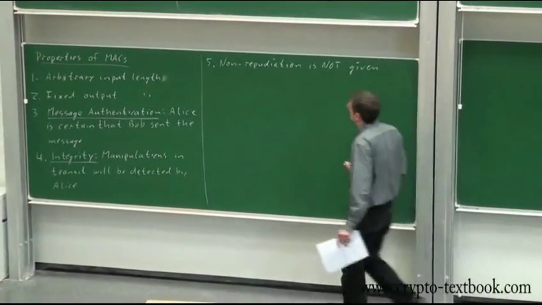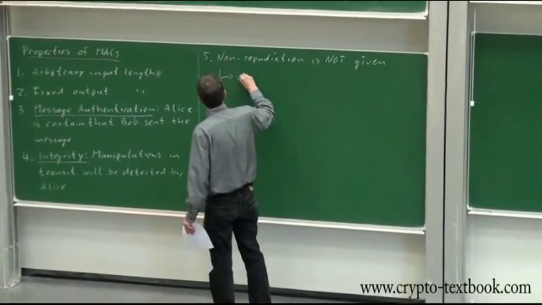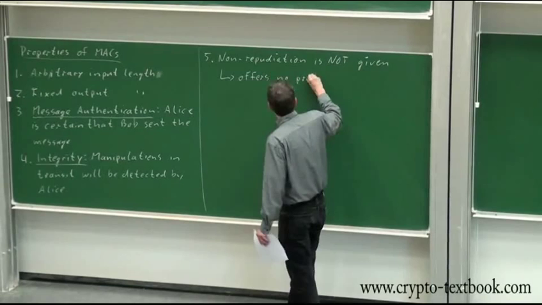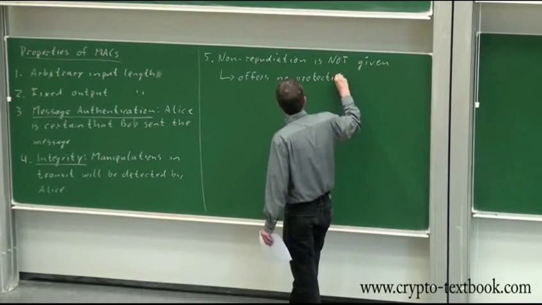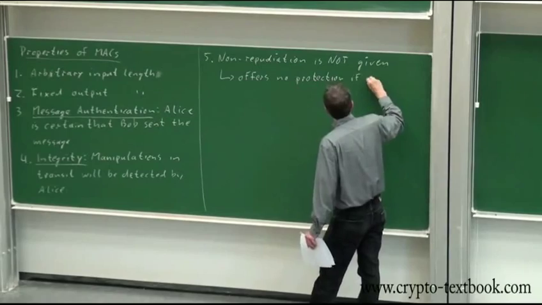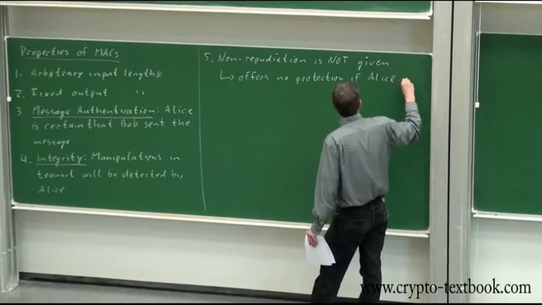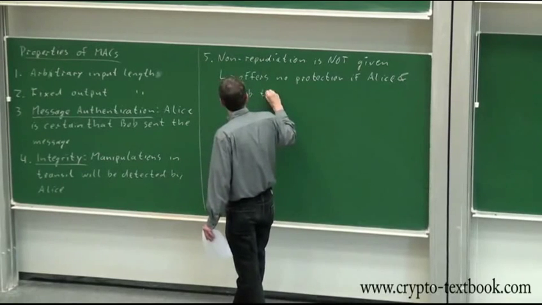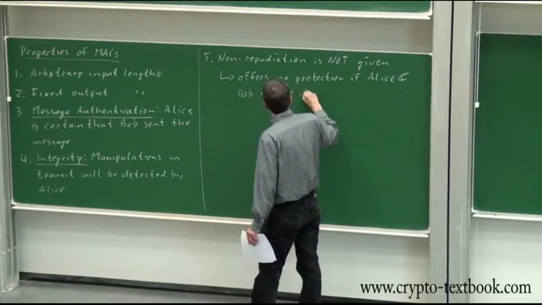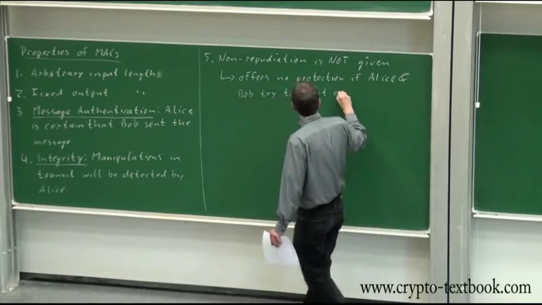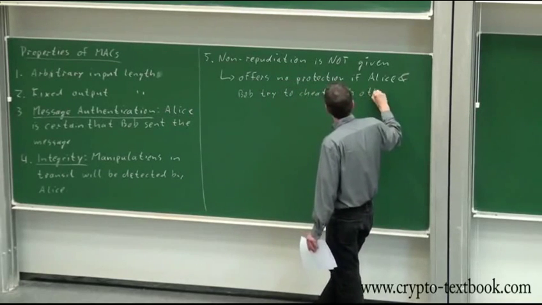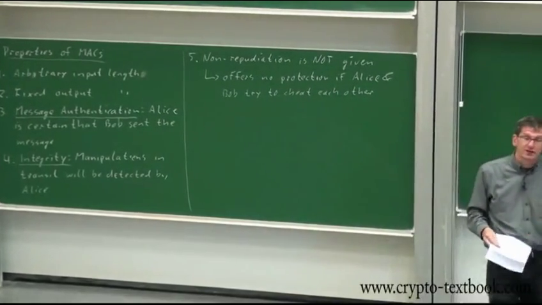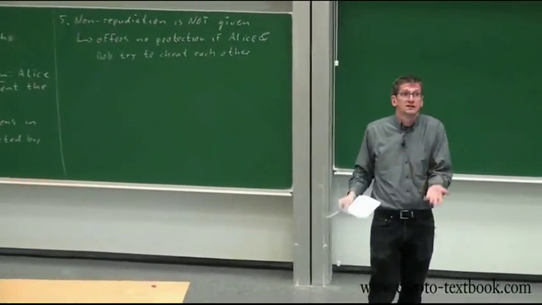Okay? So what that means is, a MAC offers no protection if Alice and Bob try to cheat each other. Meaning if it's a dishonest person, the bad guy, and it's not Oscar but either Alice or Bob, this thing doesn't work.